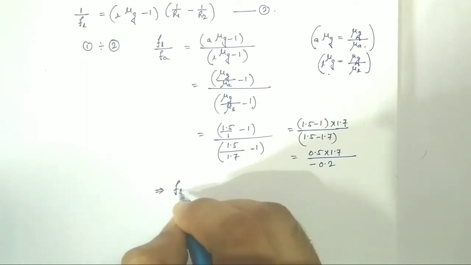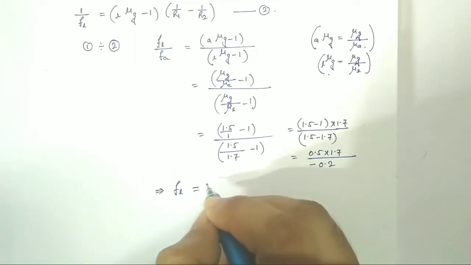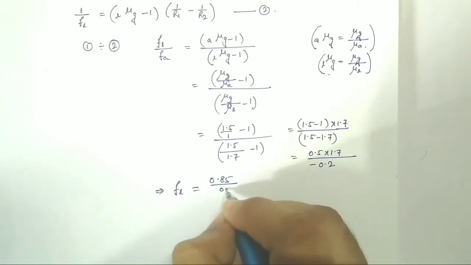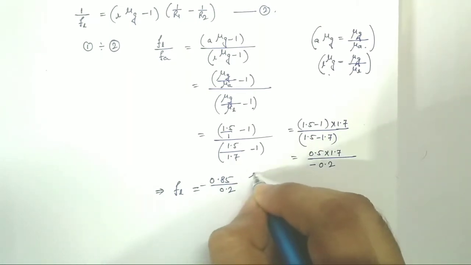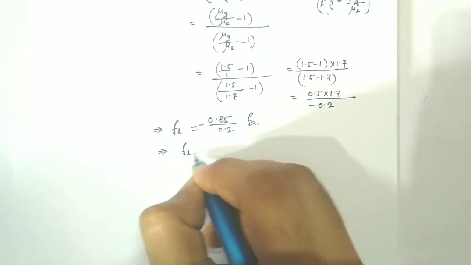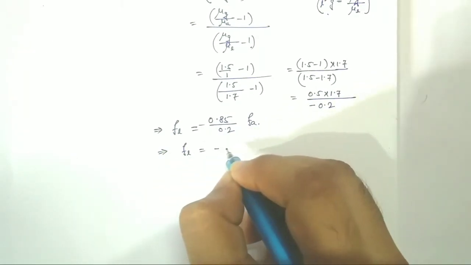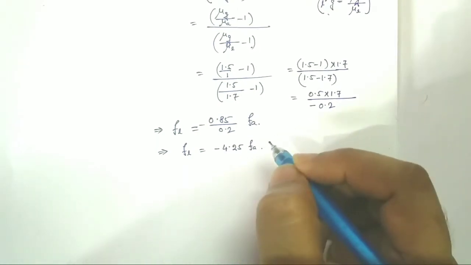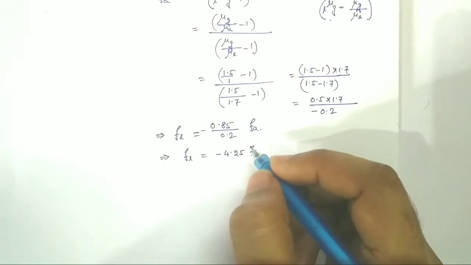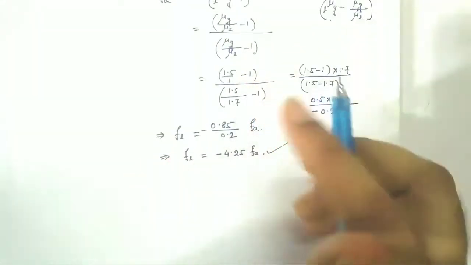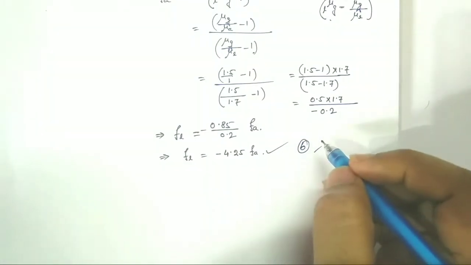So fl will be given by fl = −(0.85/0.2) times fa. So fl will be equal to −4.25 fa. So we can see that the focal length of the lens is increased but its sign changes. So option B is the correct answer.